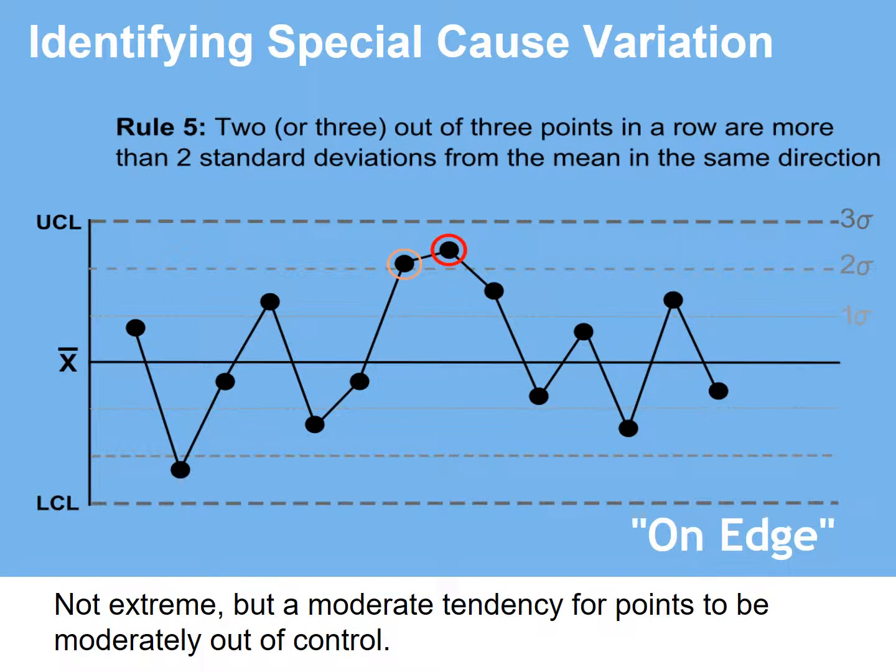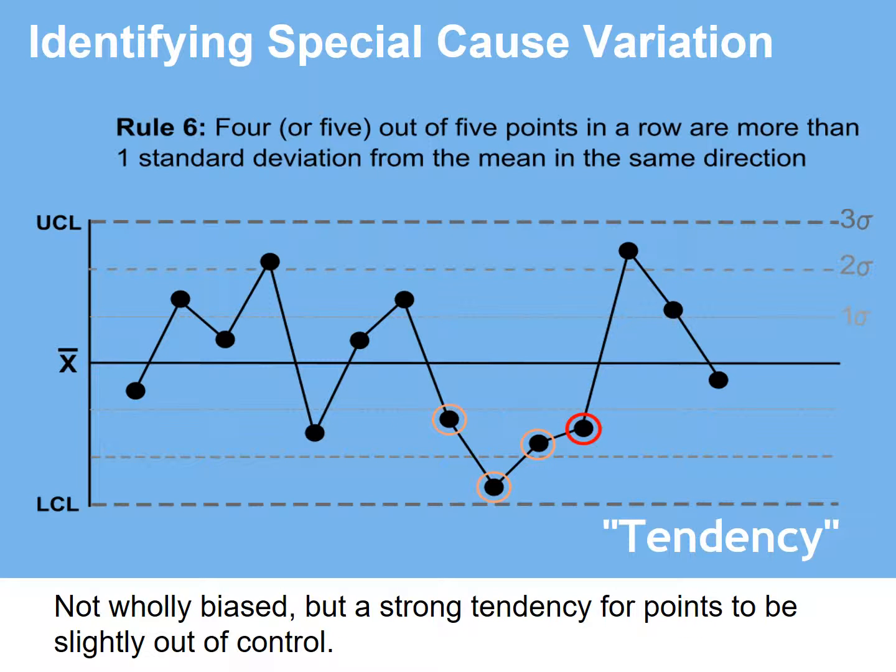Rule number 5 we'll call on edge. This is when 2 or 3 out of any 3 points in a row are more than 2 standard deviations from the mean in the same direction. In other words, this is not definitely special cause variation, but there may be a tendency to put points moderately out of control around these parts of your data set.